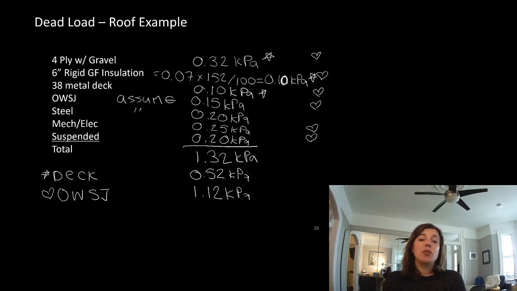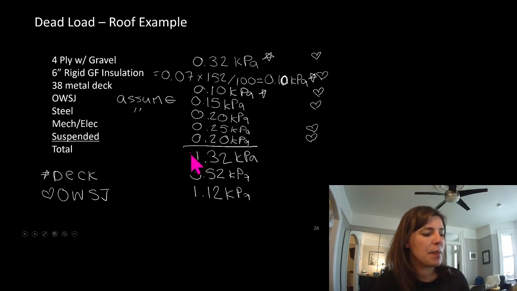So the open web steel joists are carrying 1.12 kPa. Again, this isn't something I'm going to make you do much of. But I do want you to be aware that we think about this, because if we're stuck on a certain thing or something is a little bit over, knowing this might help you a little bit. Again, not too much concern for you for this course, but it's something you should know that we do as a process.